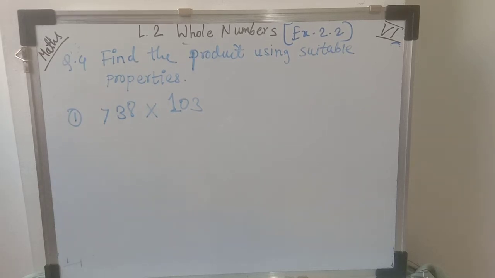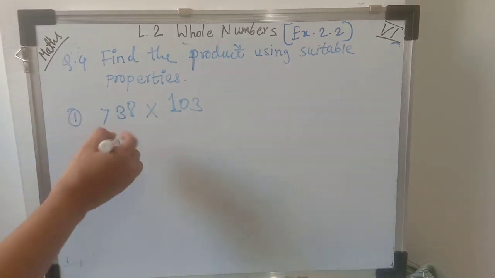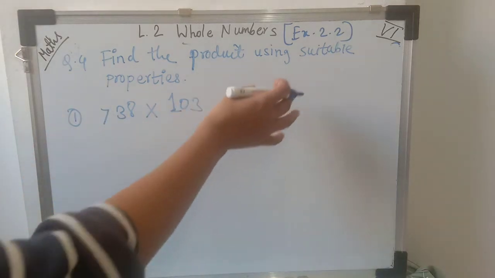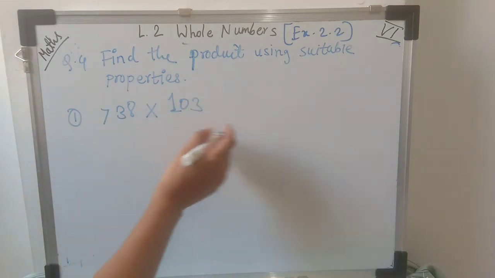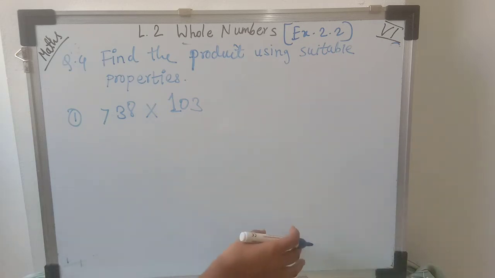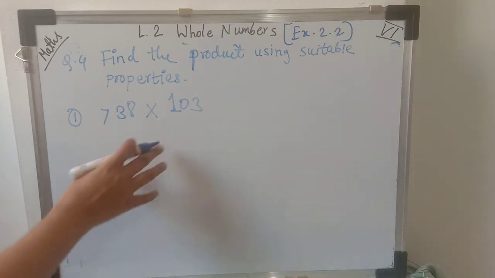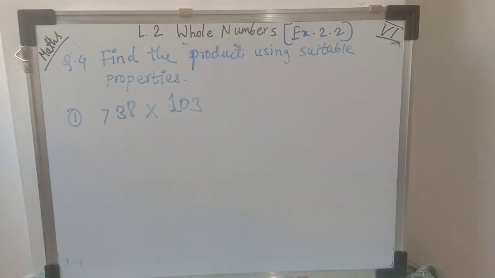Question number 4 is: find the product using suitable properties. The first question is 738 multiplied by 103. Now students, traditionally we can directly solve it in a vertical way. We can do the vertical multiplication and we will get the answer. But if we solve this example in the traditional way, they have said that we have to use a property.